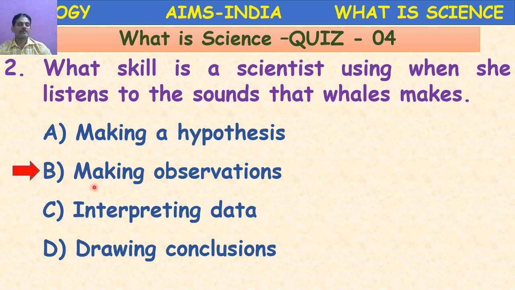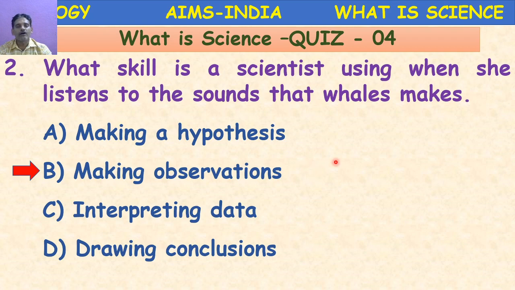100% correct. Making observation. So you are hearing, the sense organ you are using. You hear sounds with the help of the ear. So it is making observations. Okay children, in order to make observation, what do you have to use? Your senses: your eyes, your ears, and your touch ability. These are all the important senses which help in doing it.